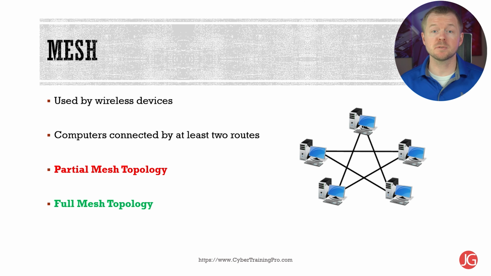Mesh topologies are used by wireless devices where every computer connects to every other computer via two or more routes. Some computers might have a route going through another member of that mesh network. Now, mesh networks have two types of topologies. We have partially meshed topology, where at least two machines have redundant connections, so every machine doesn't have to connect to every other machine. Then we have fully meshed topology, where every computer connects directly to every other computer.